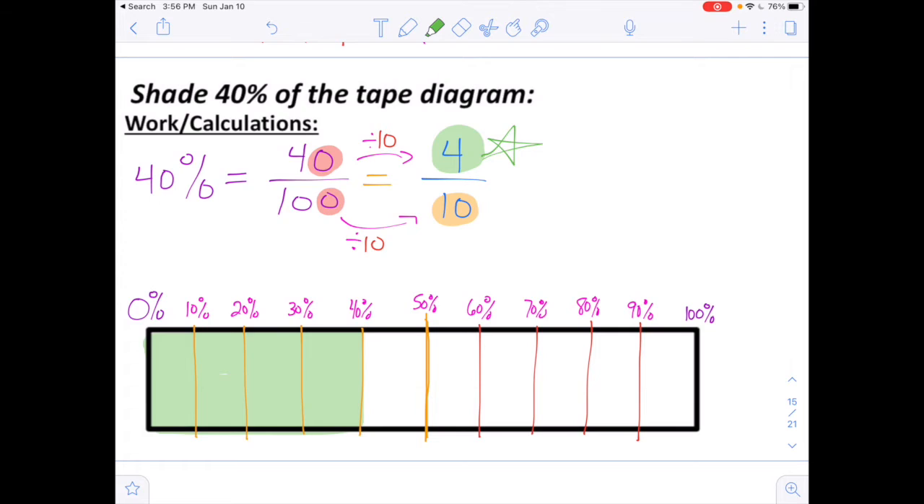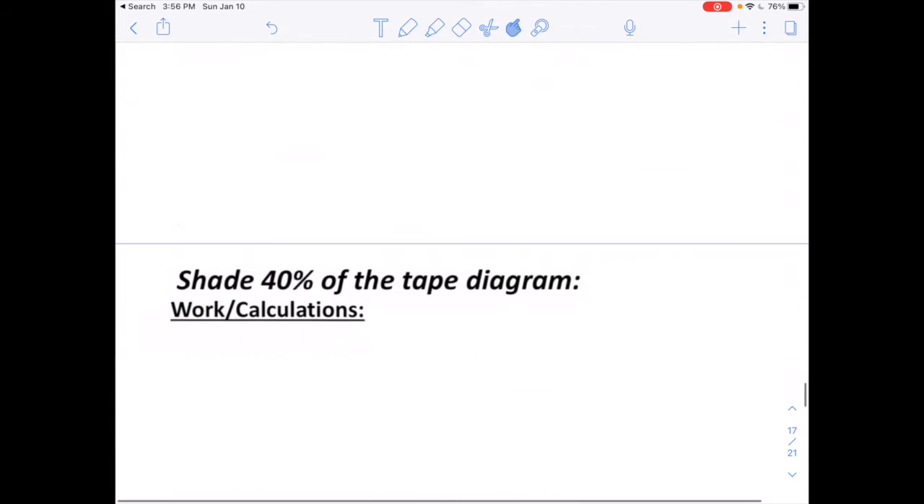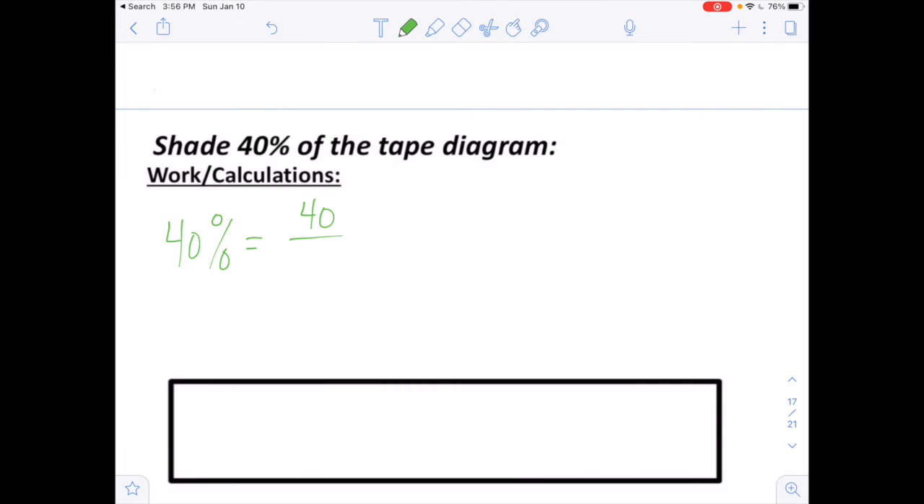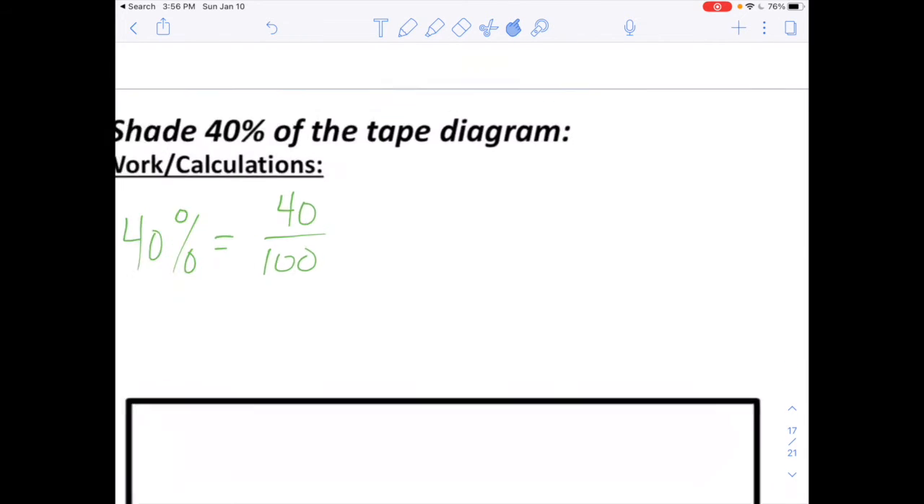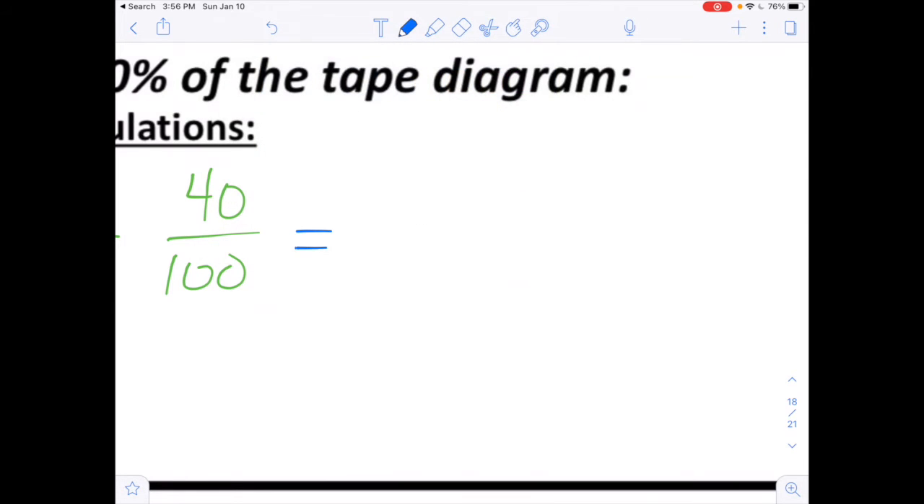All right. However, there was a different number that's actually bigger than 10 that we could have counted by. So let's very quickly look at that example. Shade 40% of the tape diagram. It starts exactly the same. 40% is the same as 40 100ths. And then I'm going to find a bigger number that I can divide by.